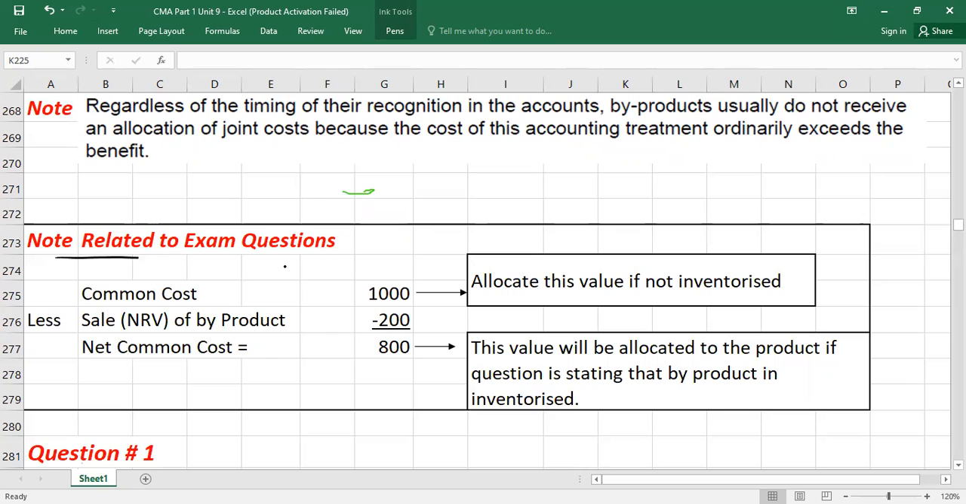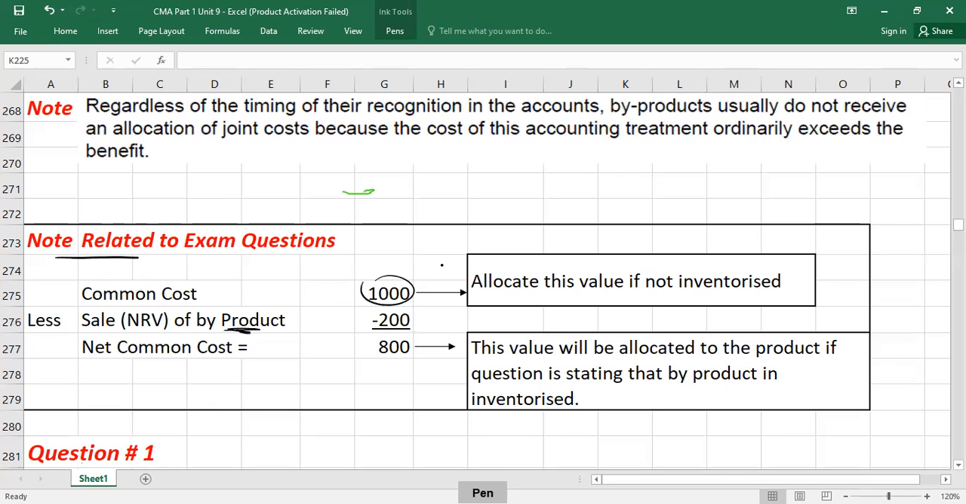Then we have a note related to the exam, how the examiner does it. For example, I have a common cost. Please remember, you have to memorize only this: I have a common cost of $1,000. For example, I sold the byproduct for $200. Common cost before sale was 1,000. If I treat the sale of byproduct as a recovery of common cost, my net common cost will be 800.